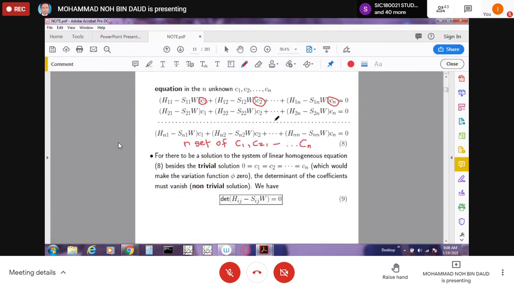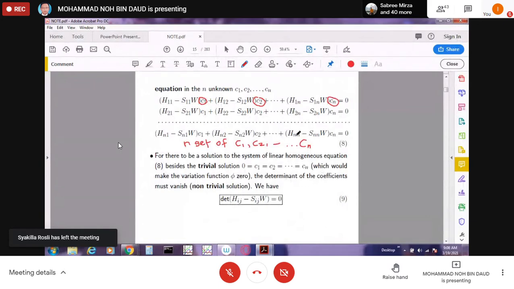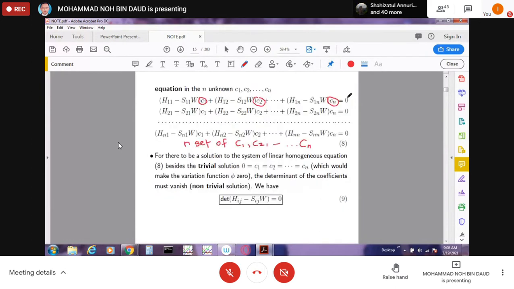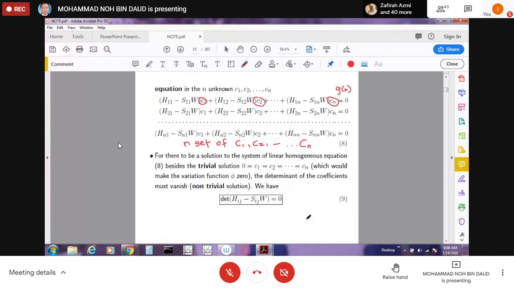You learn in mathematics how to solve these n simultaneous linear homogeneous equations. We say this equation is homogeneous because at the right hand side of this equation, g(x) or f(x) here is 0. So this is a linear homogeneous equation.